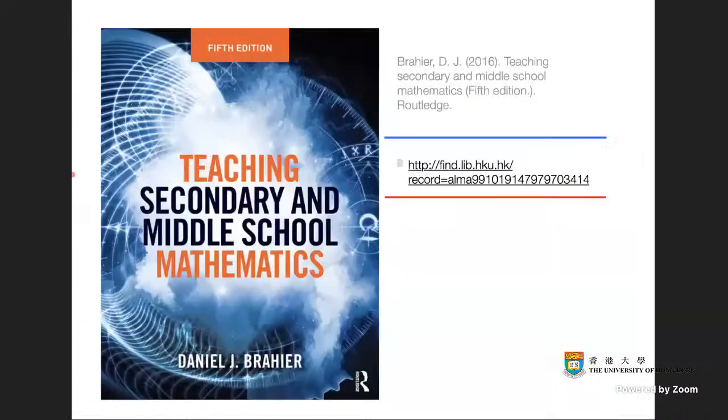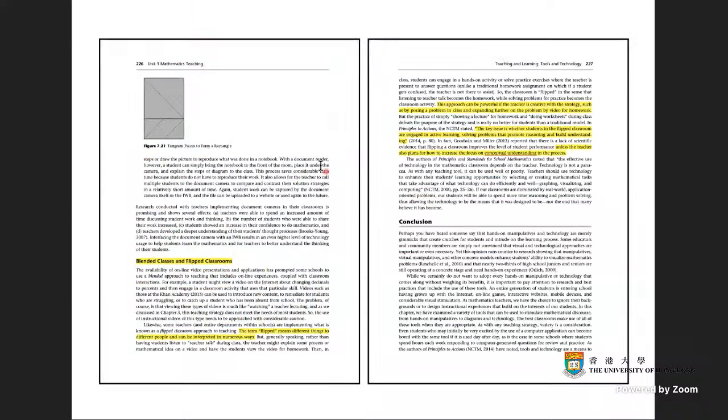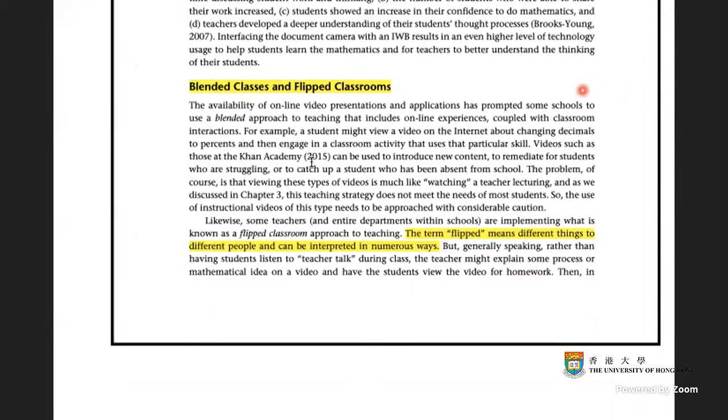Now, to start with, let's have a look at this book, which is a general reference about teaching in secondary school and middle school. And here is a section within a chapter related to tools and technology. So the author highlights the nature of flipped learning and discusses it briefly here. We can zoom in to have a look.